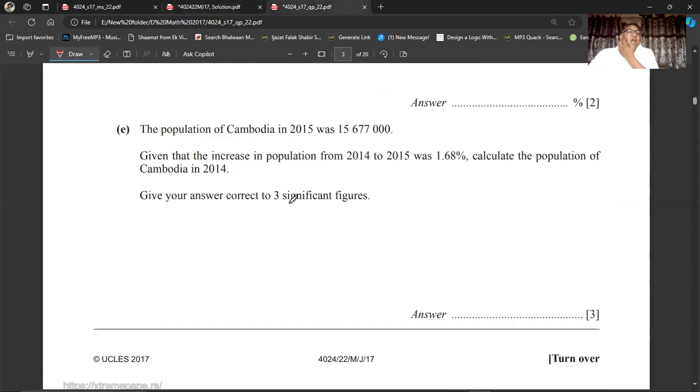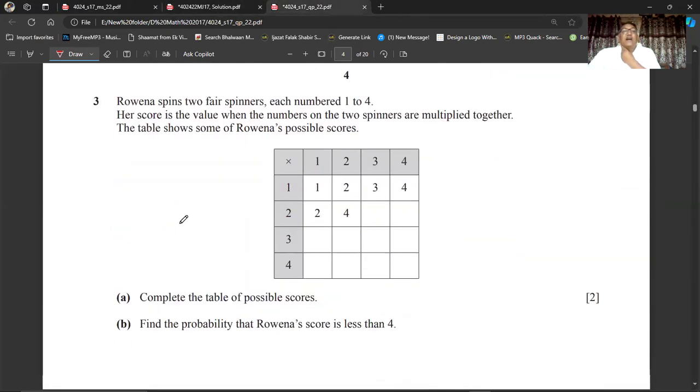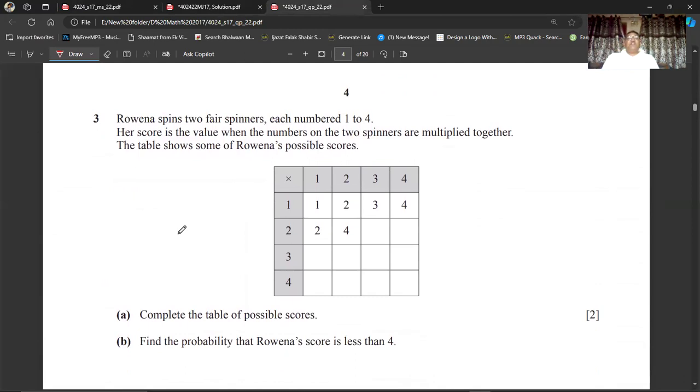You can pause the video. Question number 3 is showing up on your screen. He says Ravina spins 2 fair spinners, each numbered 1 to 4. Her score is the value when the numbers on the 2 spinners are multiplied together. So they are multiplying both the results with each other. The table shows some of Ravina's possible scores. So here you will have 6, here 8, here 3, here 6, here 9, here 12, here 4, here 8, here 12, here 16.